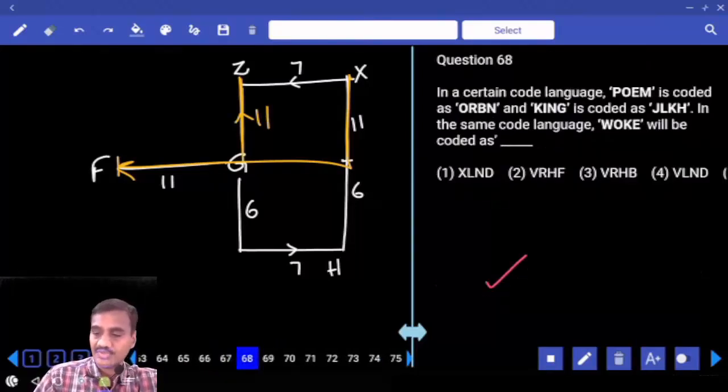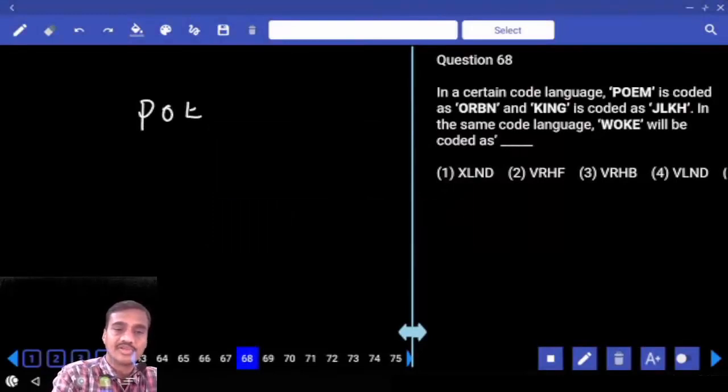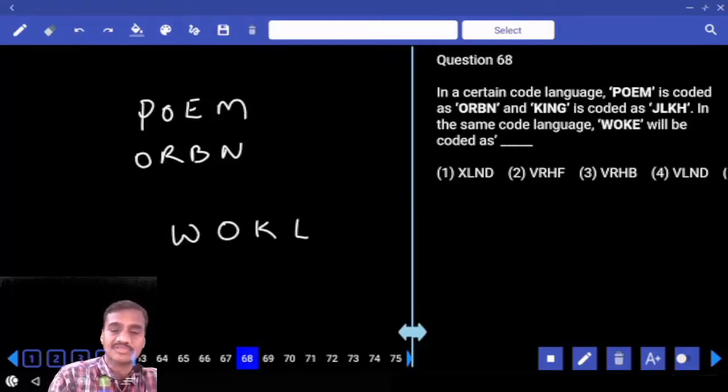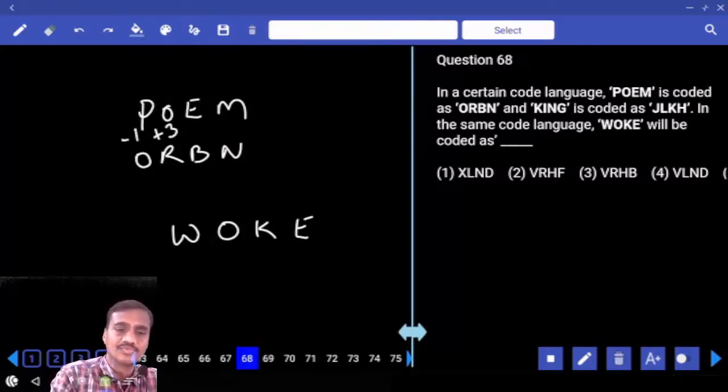Then 68. In 68, in a certain code language, the word poem is written as ORBN, based on coding and decoding. Similarly, how is the word work coded in this one? Tell me the relation between these two. P and O means minus 1. O and R is plus 3. E and B, 5 and 2, that is minus 3. M and N is plus 1.